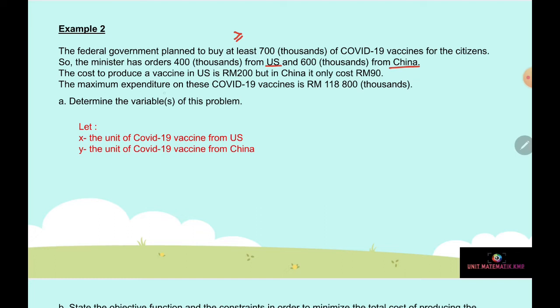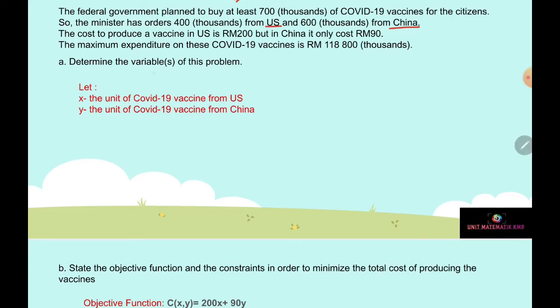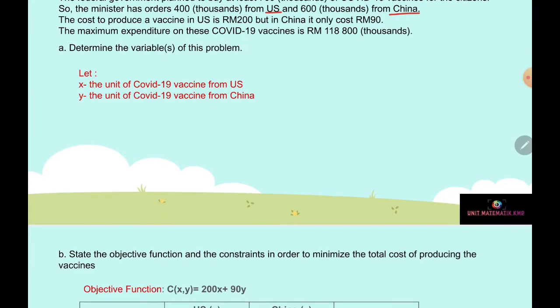So the maximum expenditure of this COVID-19 vaccine is 118,800 ringgit in thousands again. For question A, the question asks you to determine the variables of this problem. So we know that let x be the unit of COVID-19 vaccine from the US and y be the unit of COVID vaccine from China. Because the question asks for the variables only, this is the answer.